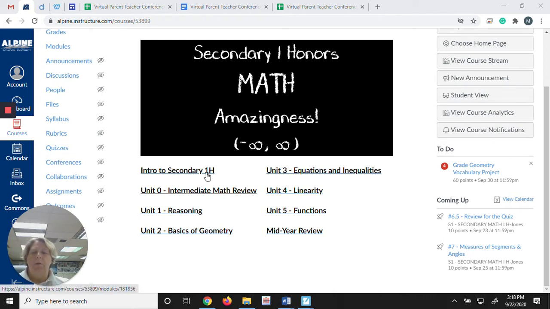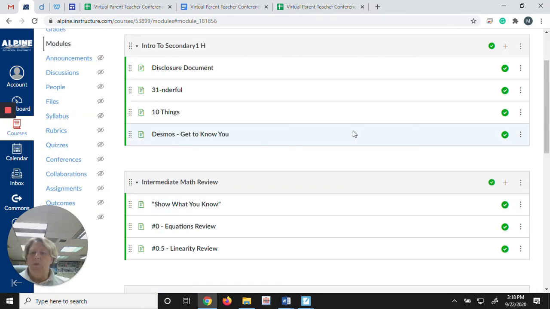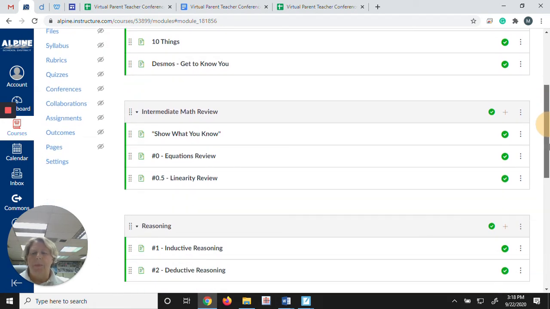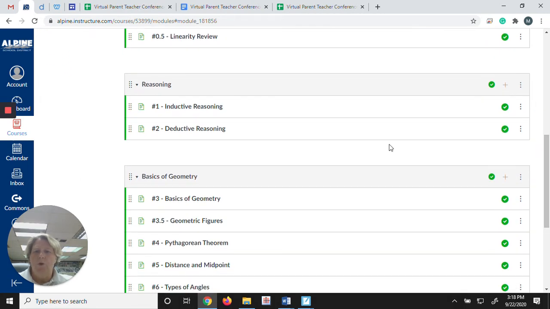If we click on one of these modules, we started with the beginning of the school. These are the things we did to get to know each other and get to know about the class. Then we had some review, a couple of assignments to help us review the 8th grade curriculum. We had a real short unit on reasoning, inductive versus deductive. If you want to know the difference, please ask your child. They should know the difference.